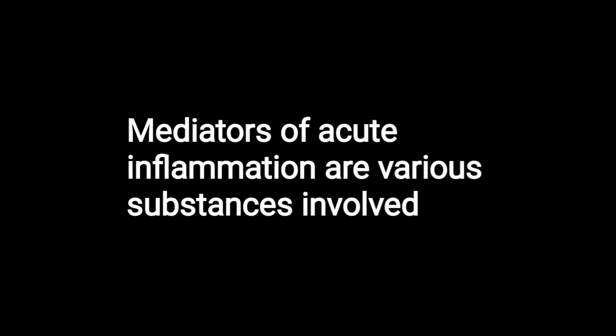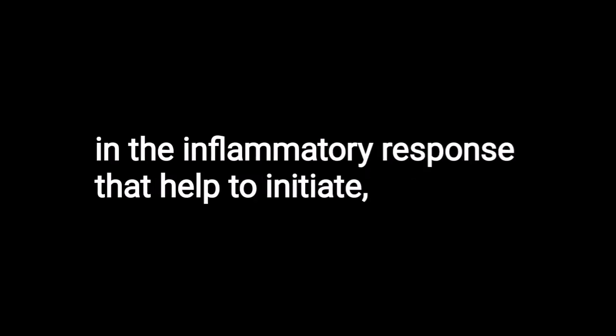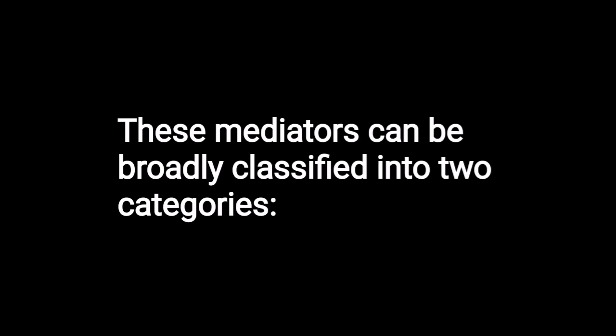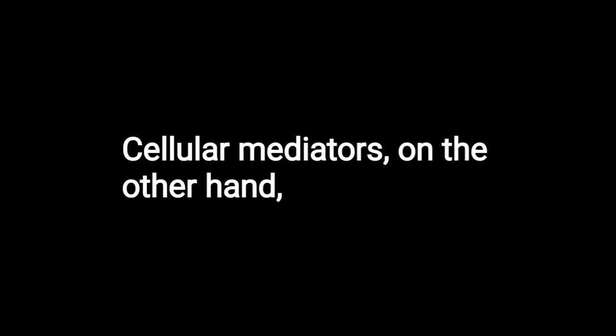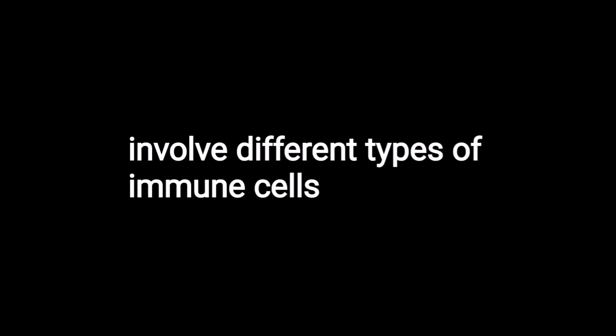Mediators of acute inflammation are various substances involved in the inflammatory response that help to initiate, amplify, and regulate the process. These mediators can be broadly classified into two categories: chemical mediators and cellular mediators. Chemical mediators include a range of molecules such as cytokines, histamines, prostaglandins, and leukotrienes, which play essential roles in signaling and orchestrating the inflammatory response. Cellular mediators, on the other hand, involve different types of immune cells that release these chemical mediators and respond to them.